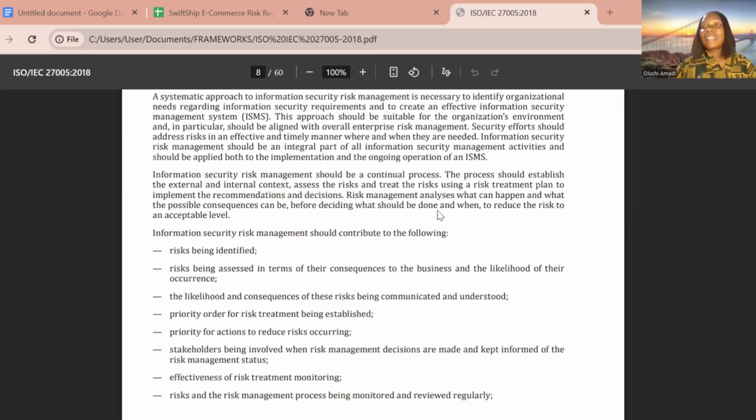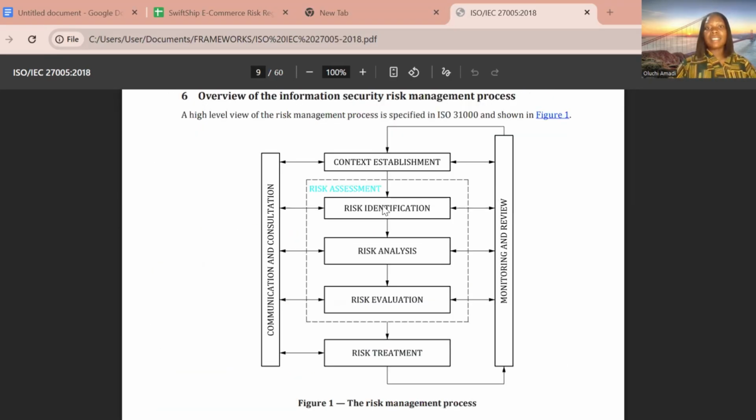So the guideline in ISO 27005, these are the steps. The first one is context establishment. The second one is risk identification. The third one is risk analysis. The fourth one is risk evaluation, and the fifth one is risk treatment.